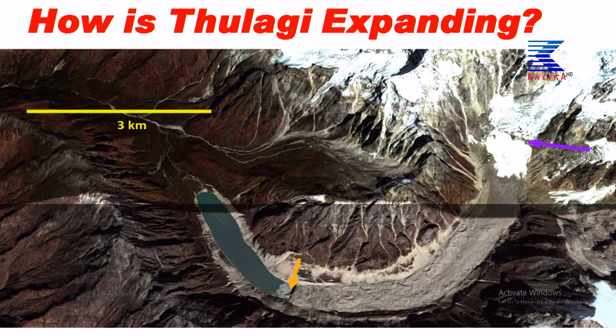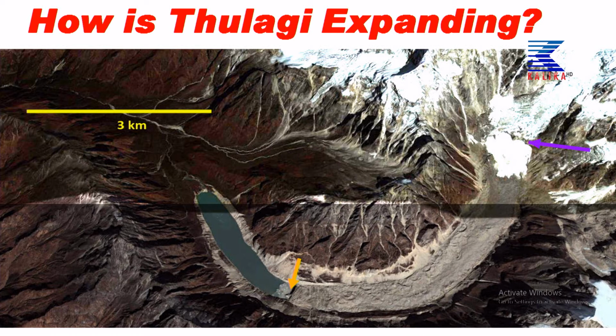How is Tulagi expanding? Let's have a look. That yellow line up there, this is the scale of 3 kilometers. So if the line is the scale of 3 kilometers, the length of the lake is almost the same as that of the yellow line, approximately, in my approximation, or maybe a bit less, no problem. So the lake looks very small in the picture taken from the satellite or from the sky or airplane, but actually the lake is massive, the big one. Have a look, the length is as long as 3 kilometers.